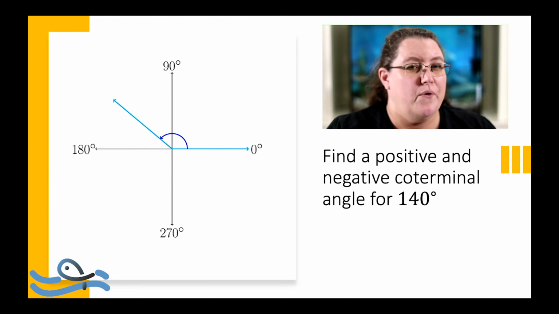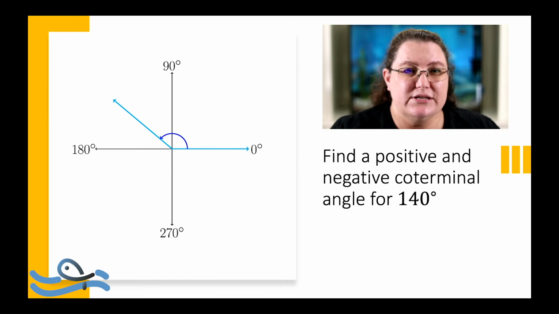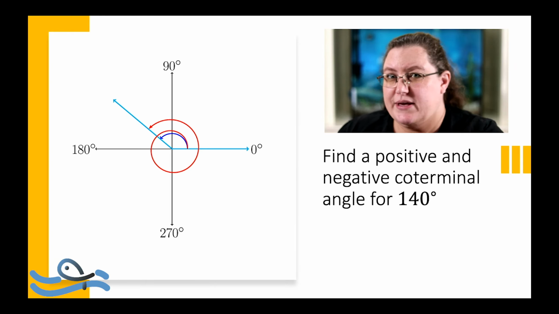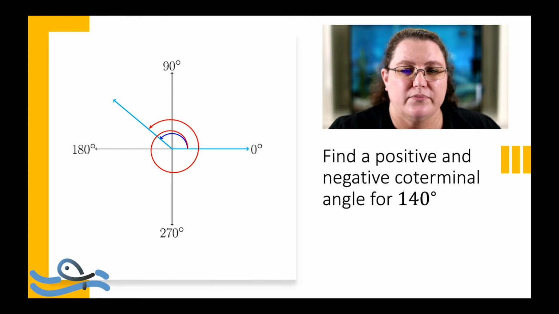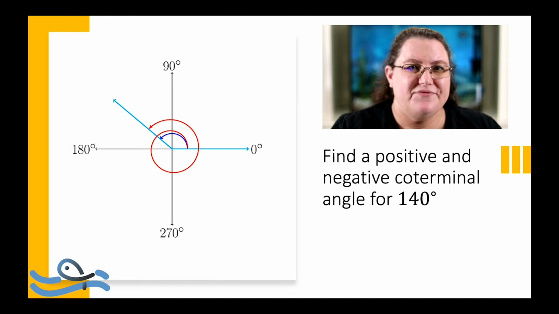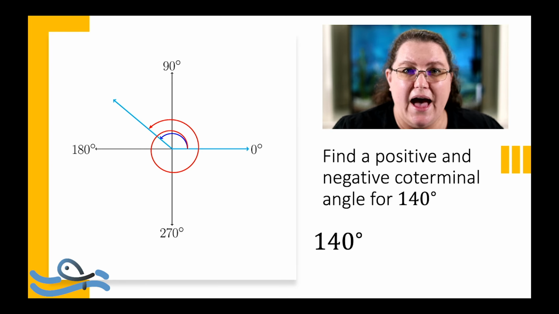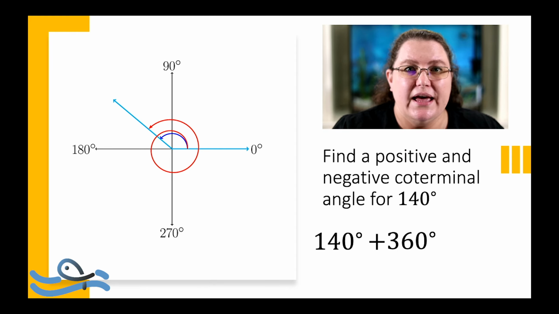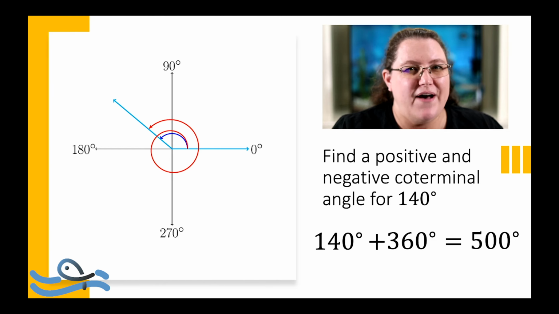Now, this is not the only way that we could land in this position. Suppose we went around the circle once before landing in the same location. Then we get the image you can see here. But what angle is this? To find out, I'm going to take 140 degrees and then I'm going to add 360 degrees. 140 plus 360 is 500. That means that 500 is coterminal with 140 degrees.